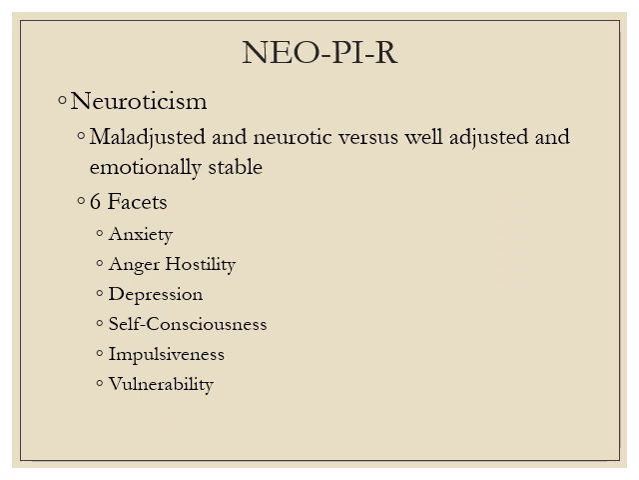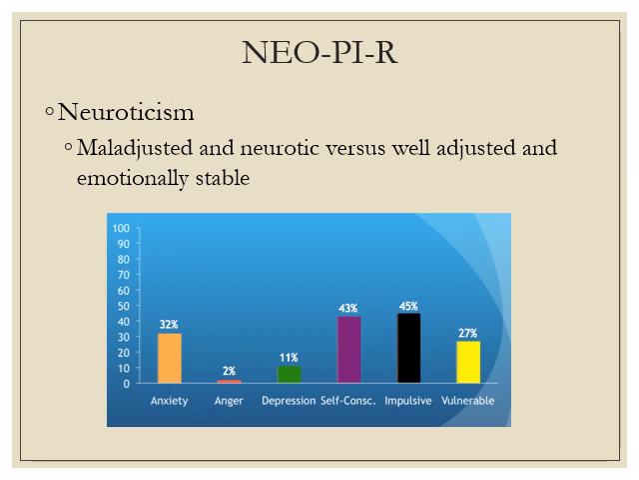There are 6 facets of neuroticism. So for each of the personality factors in the NEO, there are facets, and the facets are anxiety, anger or hostility, depression, self-consciousness, impulsivity, and vulnerability. And this individual scored pretty low, so kind of normal on a couple of them, self-consciousness and impulsivity, and really low on some other ones, particularly anger. That's a very low score on anger, which is consistent with this individual. I've never seen him angry.